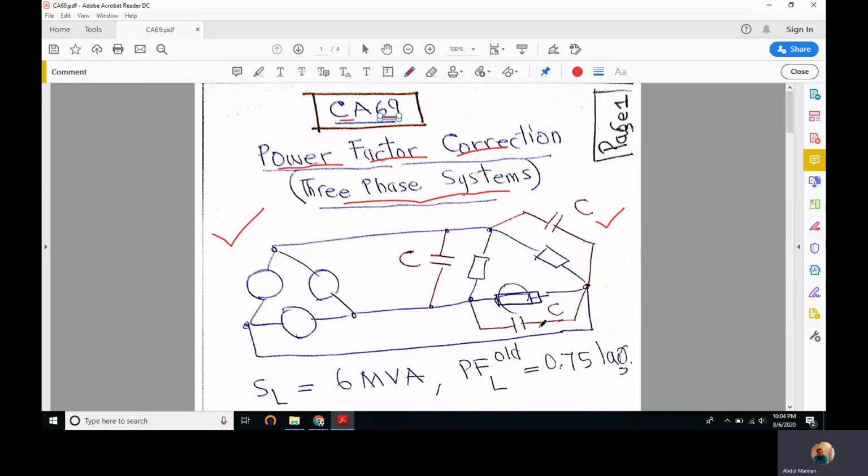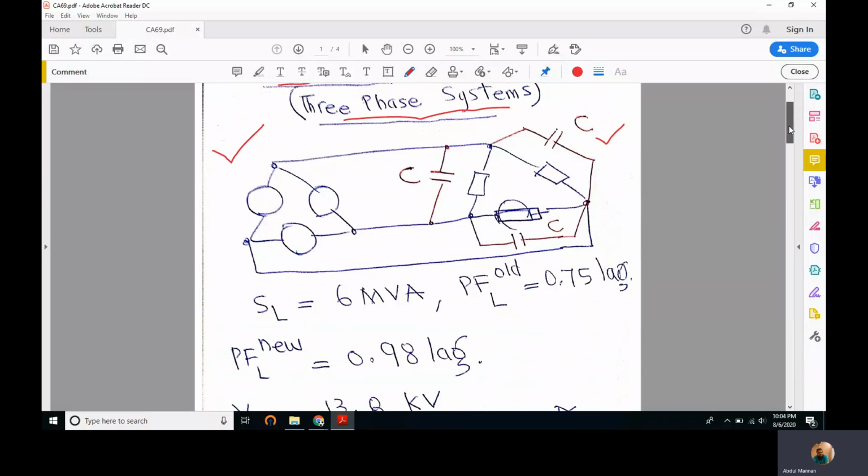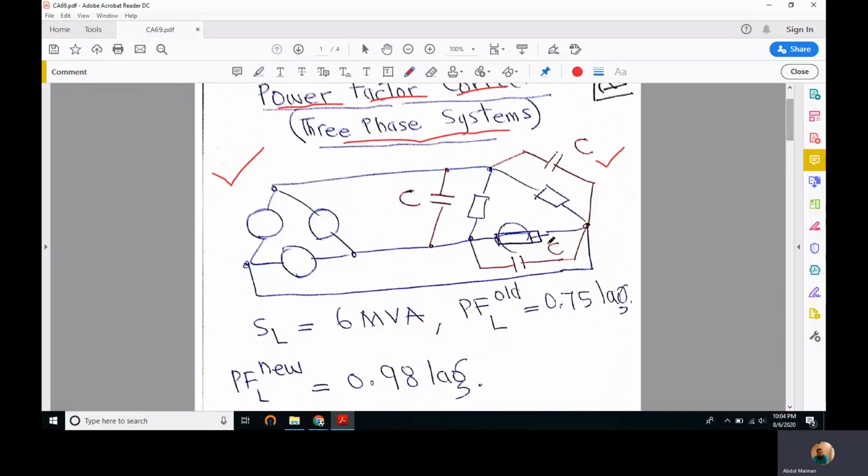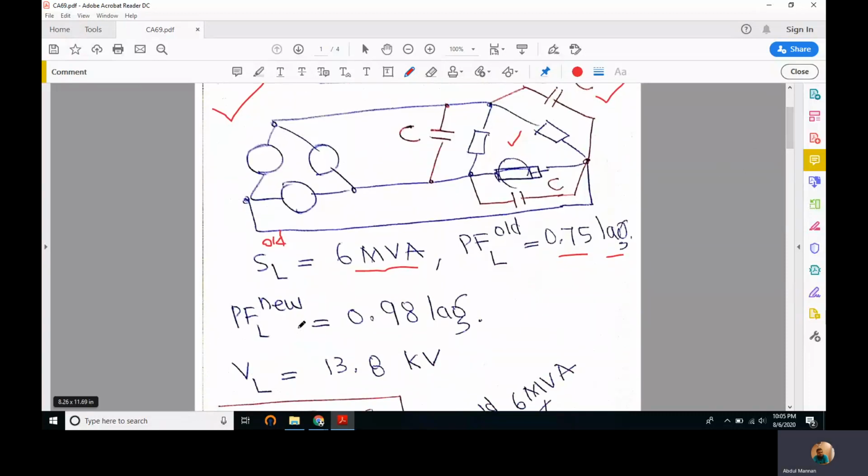These three capacitors. The items that are given are the old complex power, the magnitude of old complex power. This is 6 MVA, a 6 MVA load, and the power factor is 0.75 lagging. We want to introduce three capacitors like this, one across each component of the load, and we desire the power factor to be improved to 0.98 lagging.